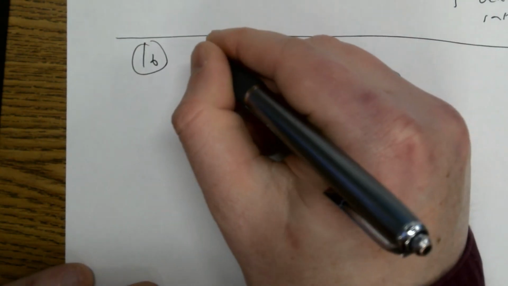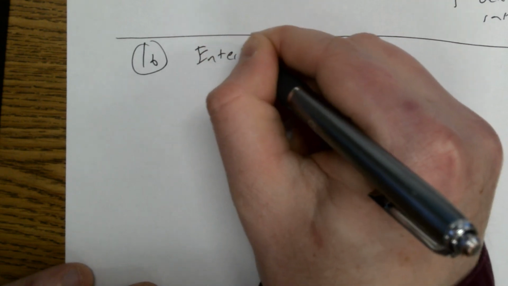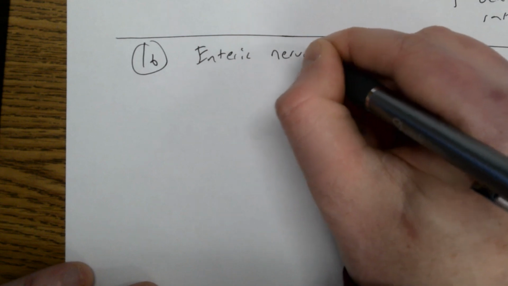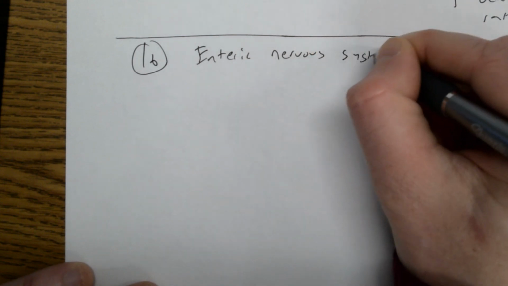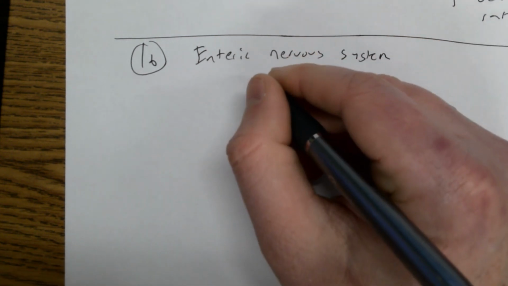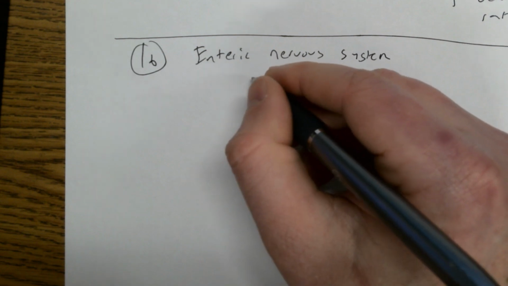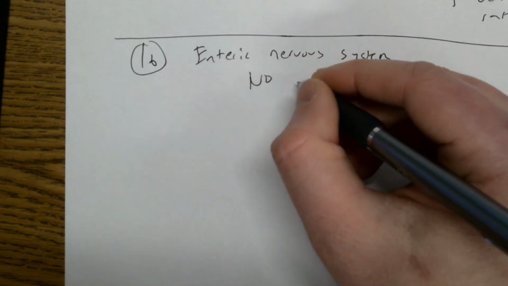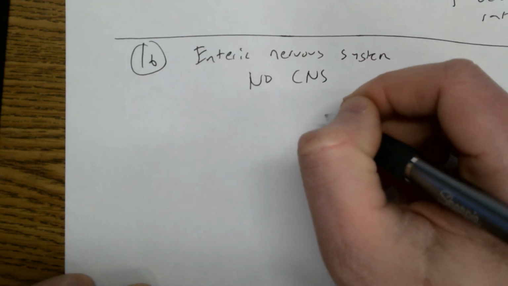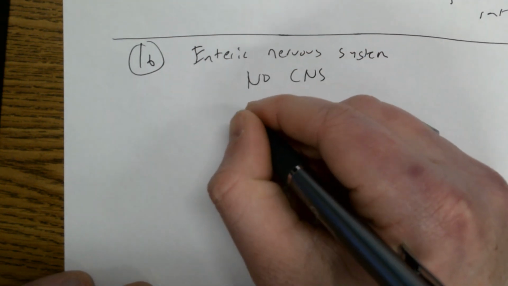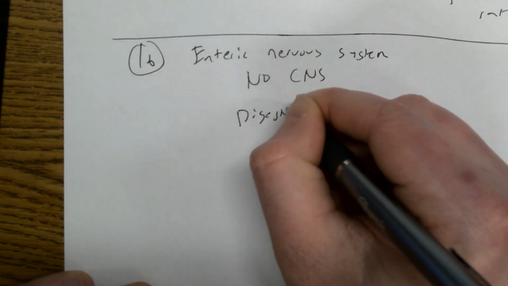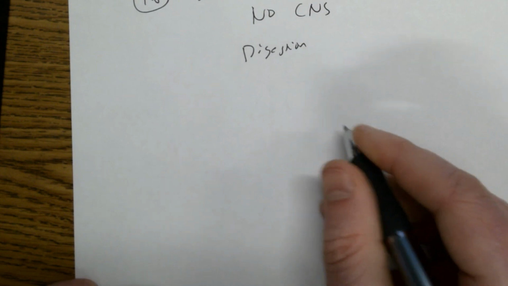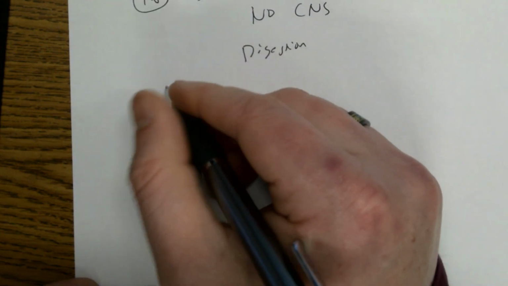Okay, now you have this thing called the enteric nervous system. The enteric nervous system is things that are controlled without the central nervous system, so no central nervous system. And that is the process of digestion. There are parts at the beginning and end that are controlled.